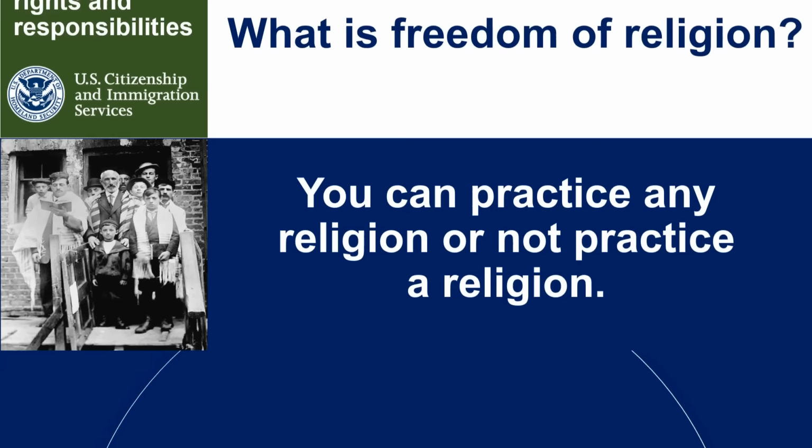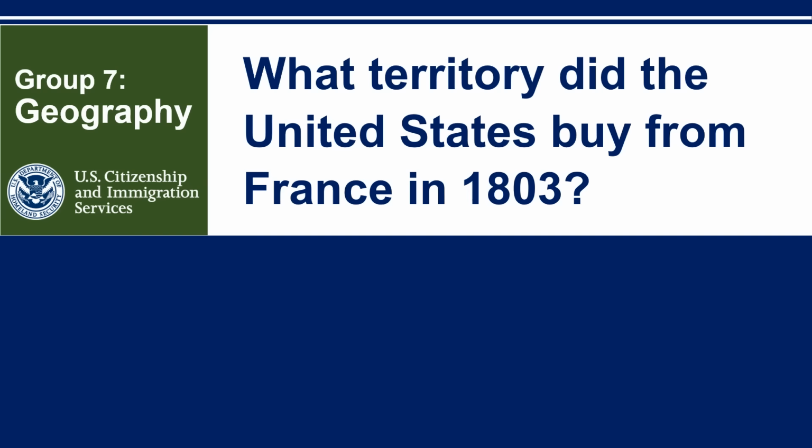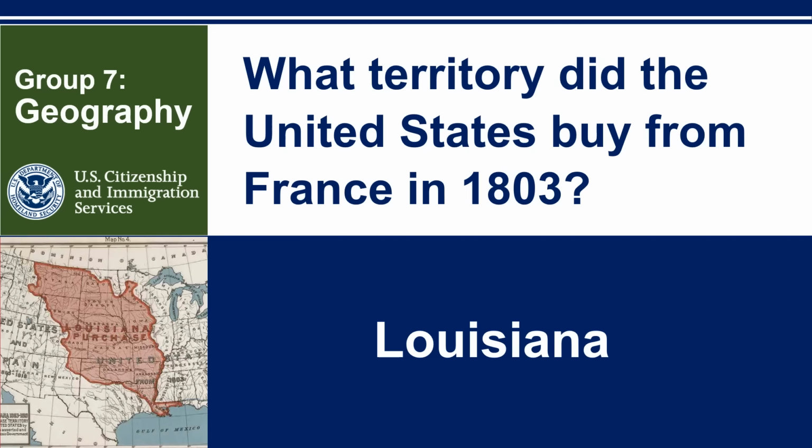Group 7. Geography. What territory did the United States buy from France in 1803? Louisiana.